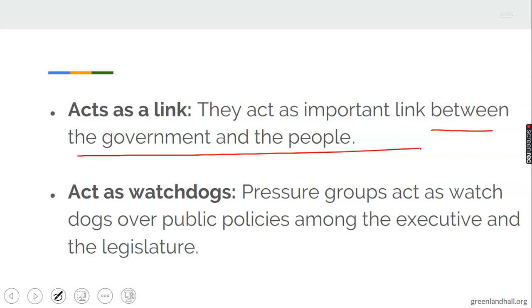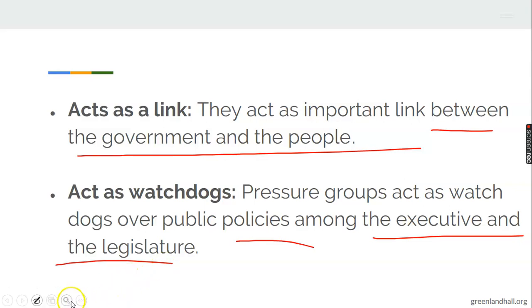They also act as watchdogs over public policies among the executive and the legislature. If any policy should come from these two arms of government, they act as watchdog to make sure that the government follows and fulfills the policies.